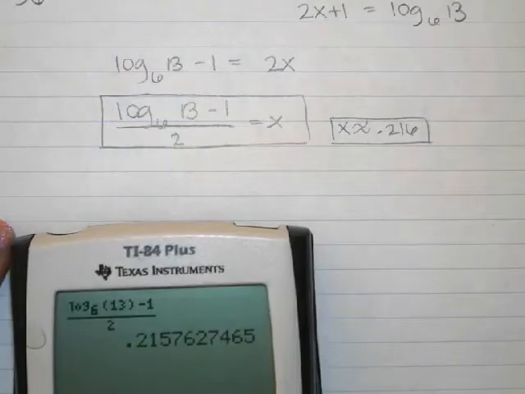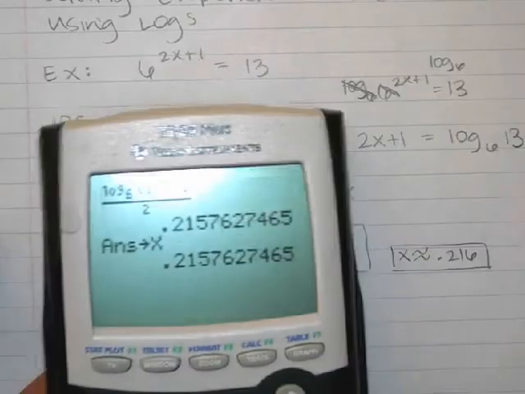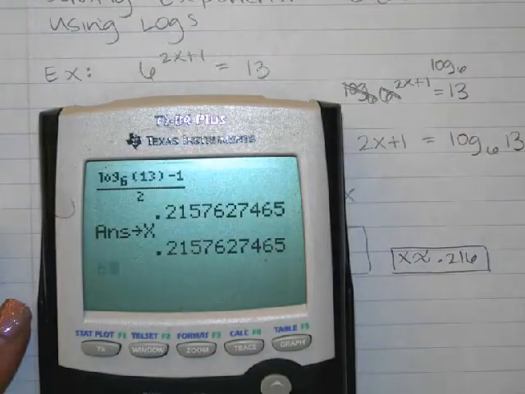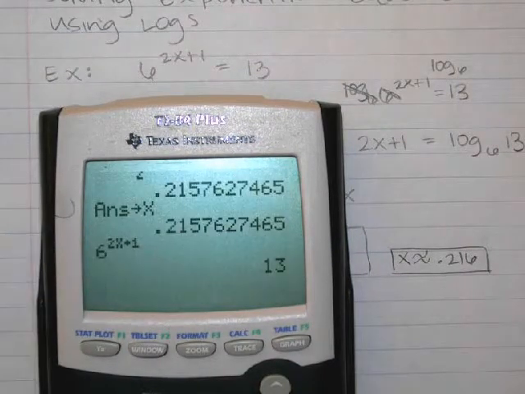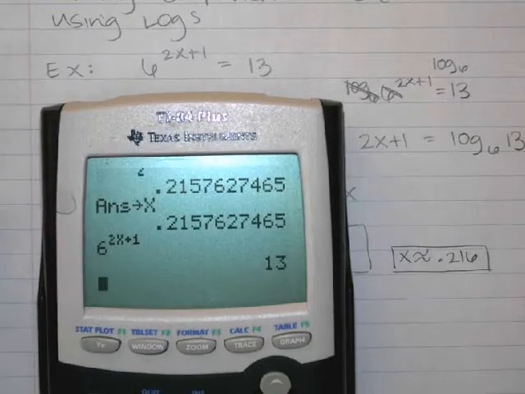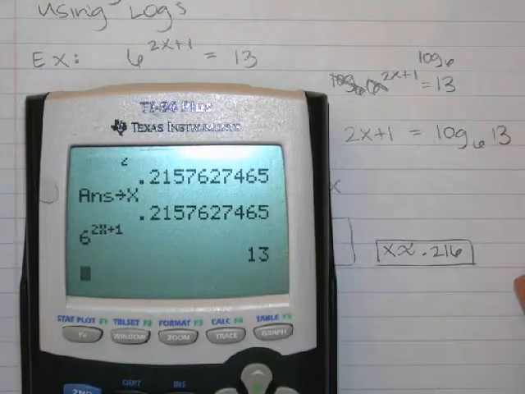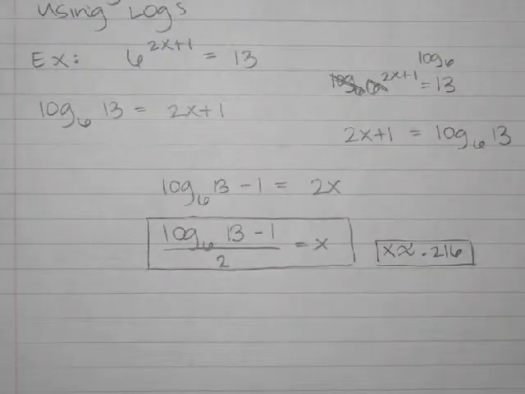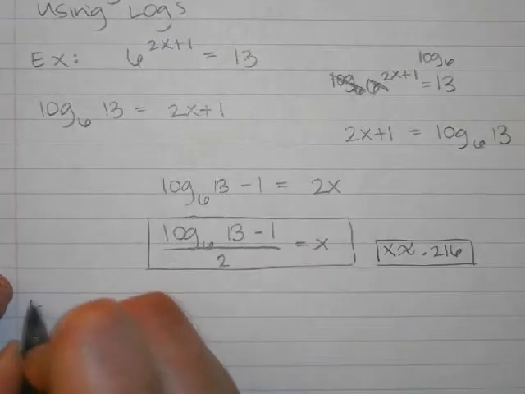And then if you want to go back and check it, you can go ahead and store that as x. And then for the original problem, you could say 6 to the 2x plus 1 and verify that it equals 13. And it does, so that means we got it right. How do we feel about that process? Okay, all right. Let's try another one.